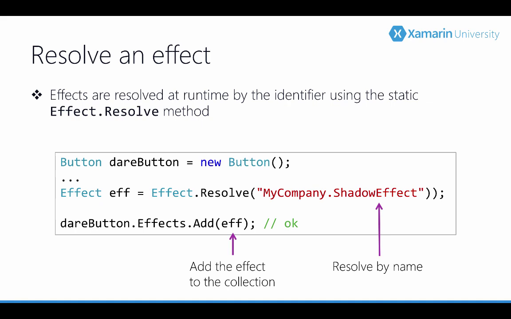Keep in mind that not every platform has the same features, and it's very possible that one platform might be able to provide a specific effect that another platform cannot. So to make this simple, the Effect.Resolve method always returns a valid effect, even if it can't actually resolve the name for the running platform. And so in these cases, it returns a null or dummy effect, which does nothing but doesn't cause a runtime failure. And to apply the effect, we add it to the element's effects collection.